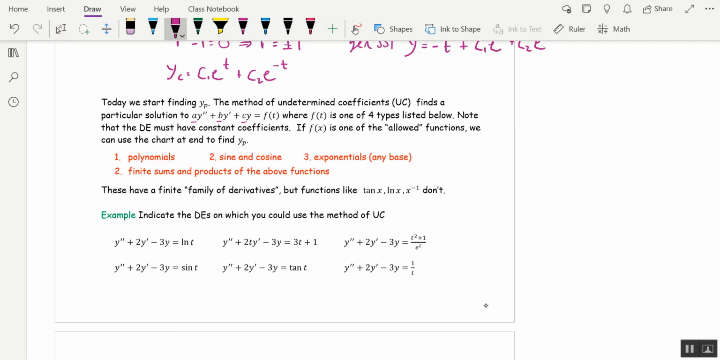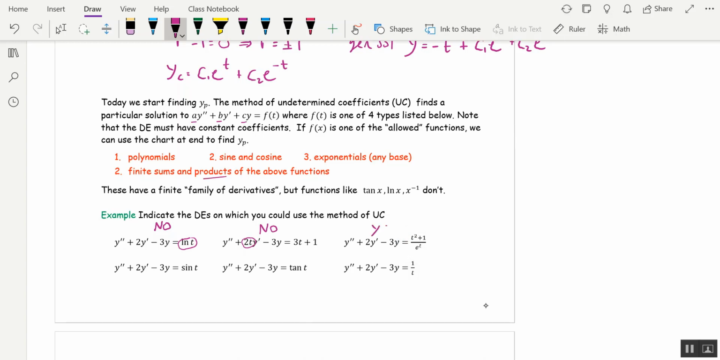The first one is a no, because this function over here is not in the list of approved functions. Can't have a natural log. The second one looks good so far because we have a polynomial over here, but if you look carefully, there's a variable in the coefficient, so that's no. The third one doesn't look good because it looks like a quotient, not a product.